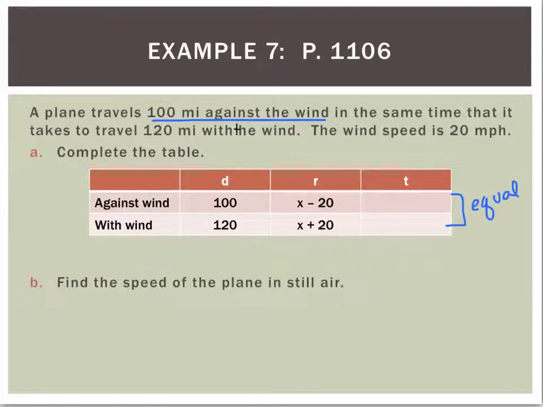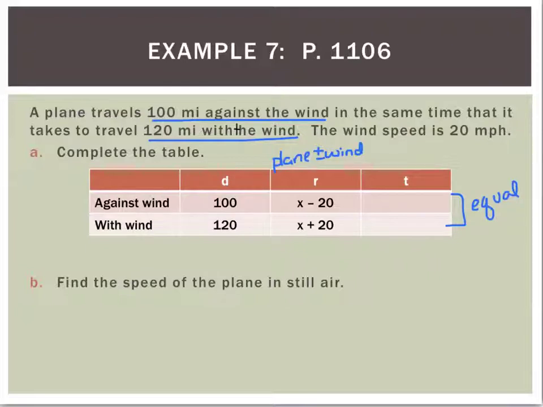That it takes to travel 120 miles with the wind. So again, that's distance. The wind speed is 20 miles per hour. So for my rate, it's the rate of the plane plus or minus the wind. So we are trying to find out what the speed of the plane is.